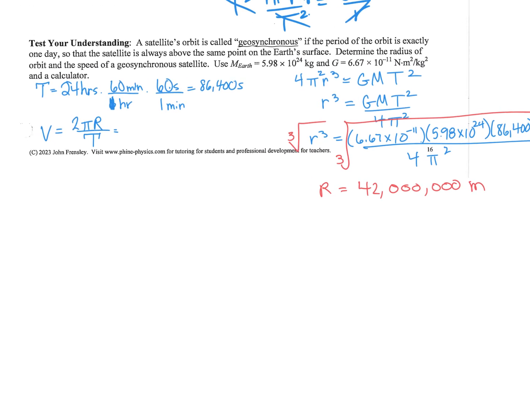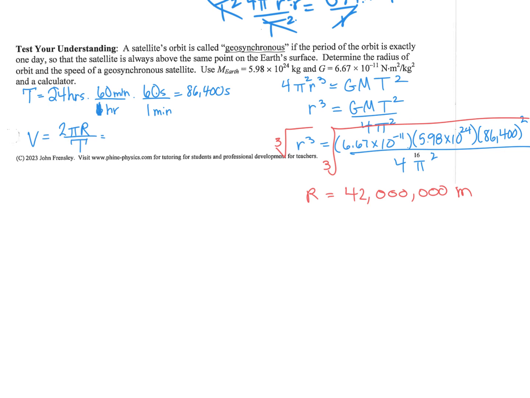So now if we know r, we can plug it in over here along with our period. So we get v equals 2 times pi times that radius of 42 million divided by the 86,400 seconds that we had from before. And what we end up getting is a velocity of about 3,070 meters per second. Just work the math.